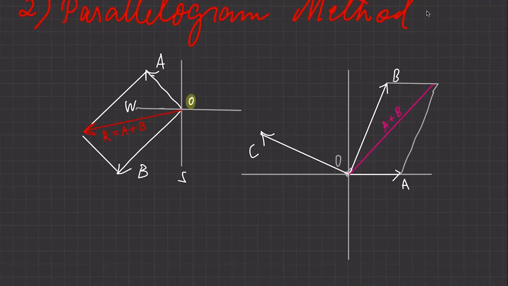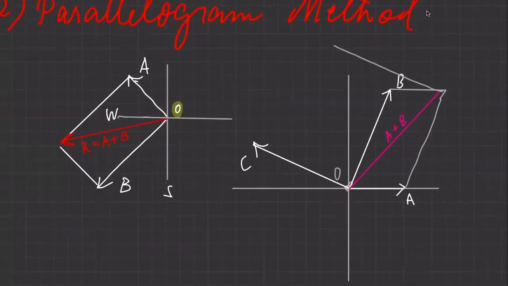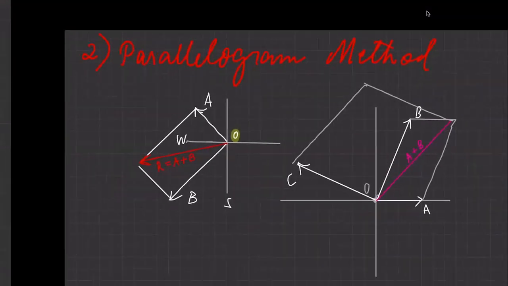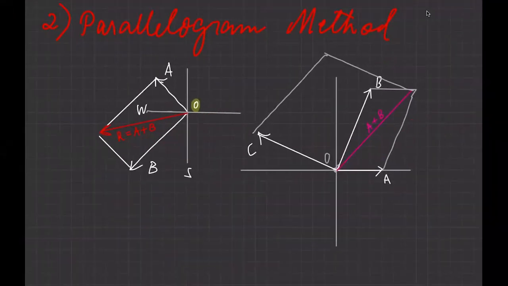Now, how are you going to add vector C? This is what you're going to do. Draw a parallel line to vector C from the other side, something like that. And then draw another parallel line, not with A or B, but with A plus B. A plus B, draw a parallel line. Okay, so it's something like that. And then the resultant, finally, of A plus B plus C is that diagonal.